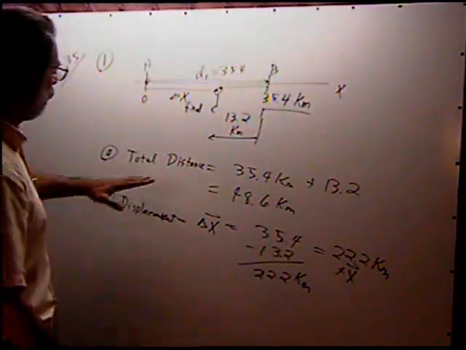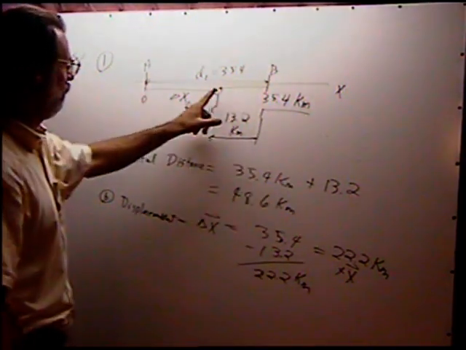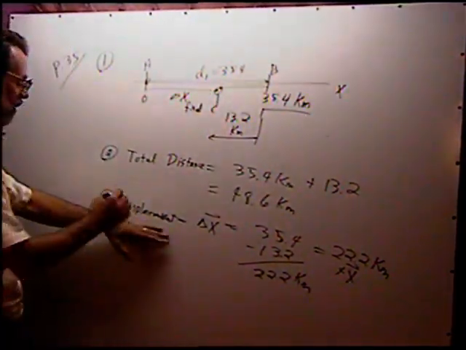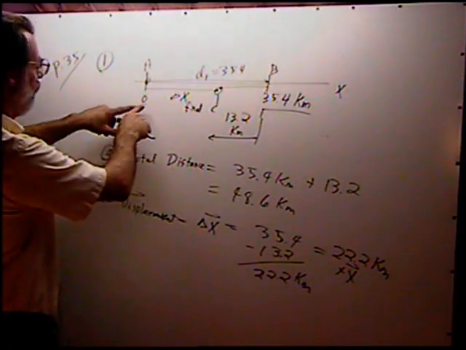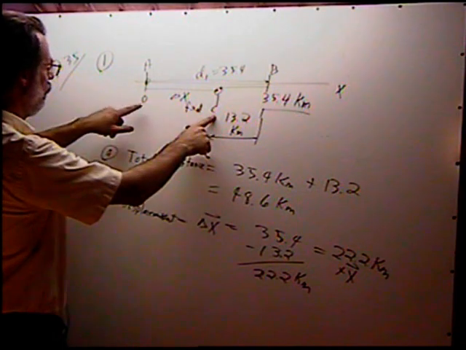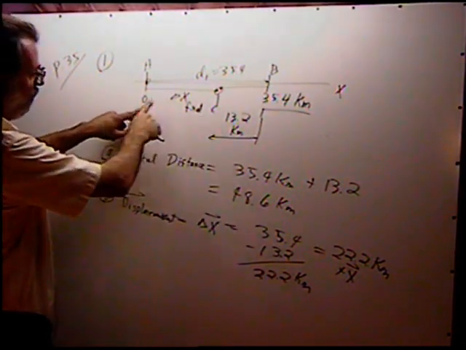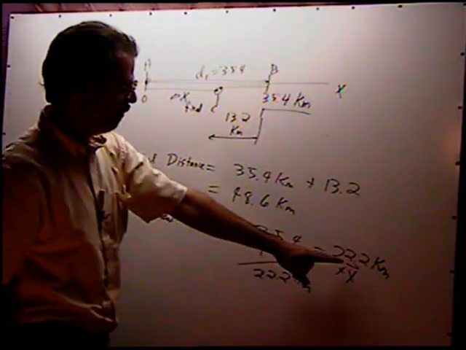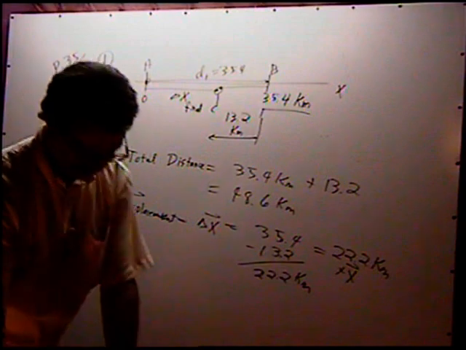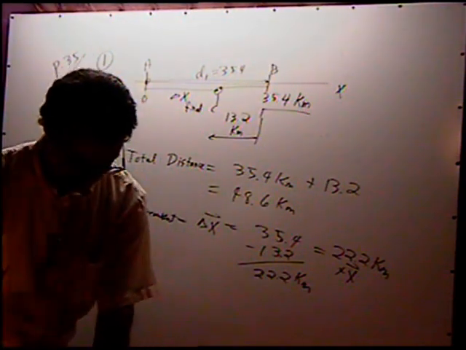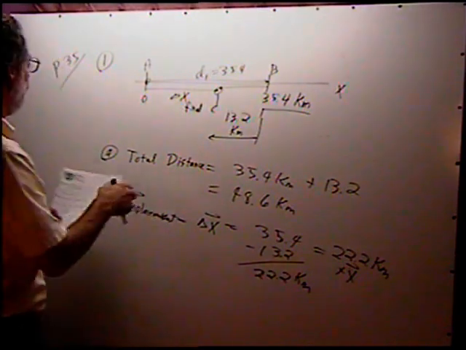Okay, so the total distance traveled is just the total distance traveled in the entire route, but the final displacement, which is a vector, is from the initial position to the final position, from A to C. That's 22.2 kilometers heading in the x direction. Okay, problem number 2.